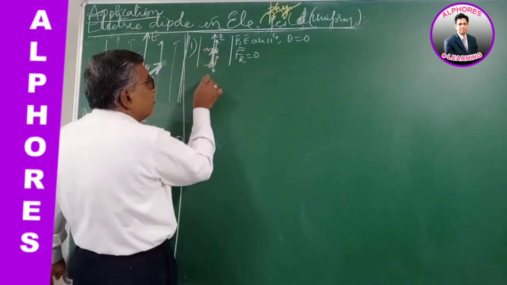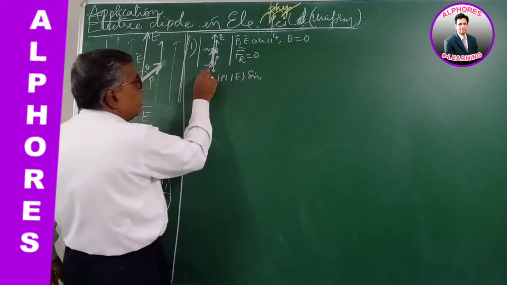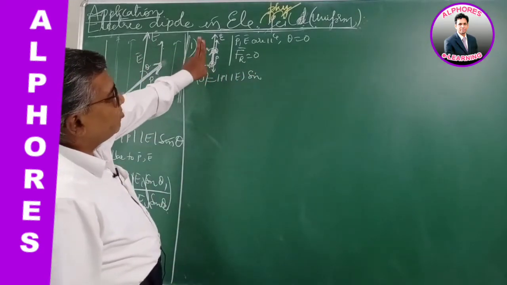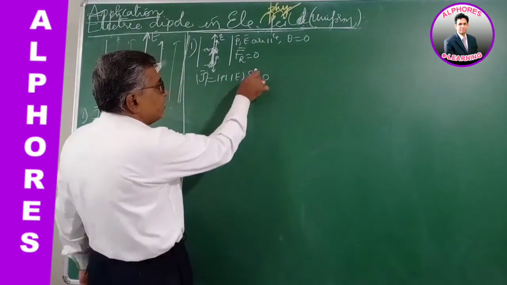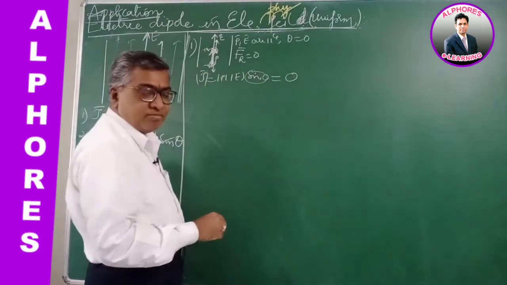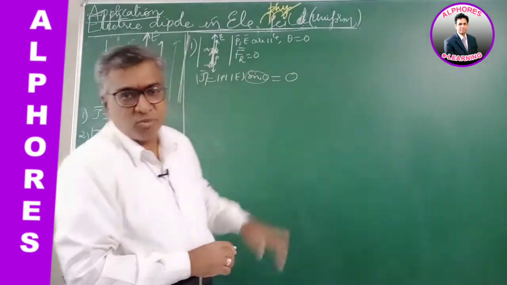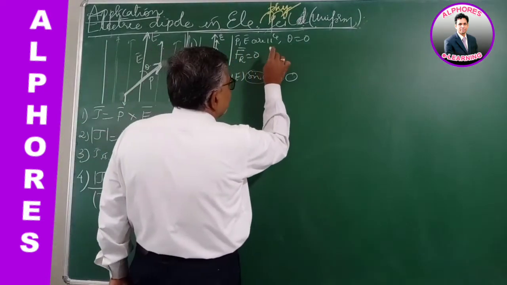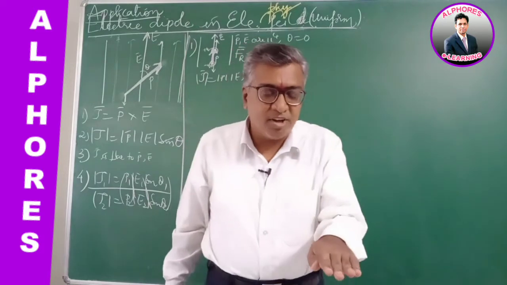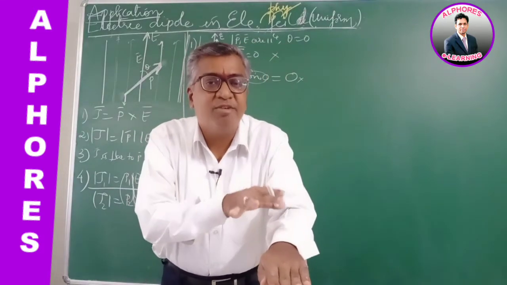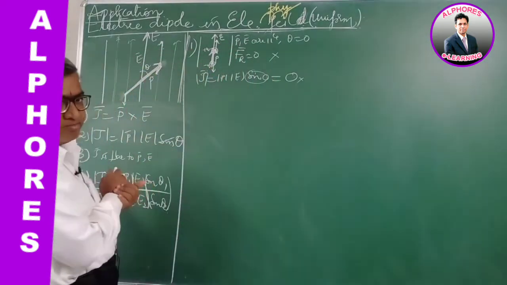And now the angle, we know the torque is mod P mod E sine of the angle between P and E. But here P and E both are in the same direction. The angle is 0, sine 0. According to trigonometry, sine 0 is 0. So the torque is also 0, in the sense there is no turning effect, no rotational motion also. So no force, no linear motion and no rotational motion. The dipole remains in equilibrium. Neither is there linear motion nor rotational motion. It remains in equilibrium. Right?